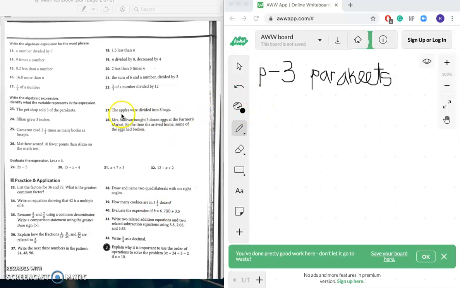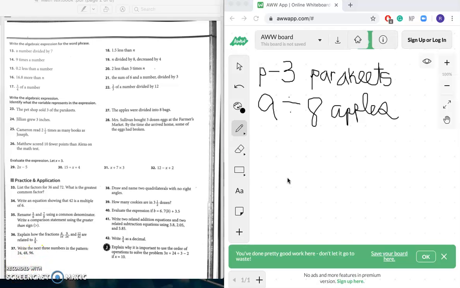All right, let's try 27. The apples were divided into 8 bags, but how many apples do we have? They don't tell us. So we're just gonna have to use a variable, A for apple, divided into how many bags? 8. And what does A stand for? It stands for apples. Okay.